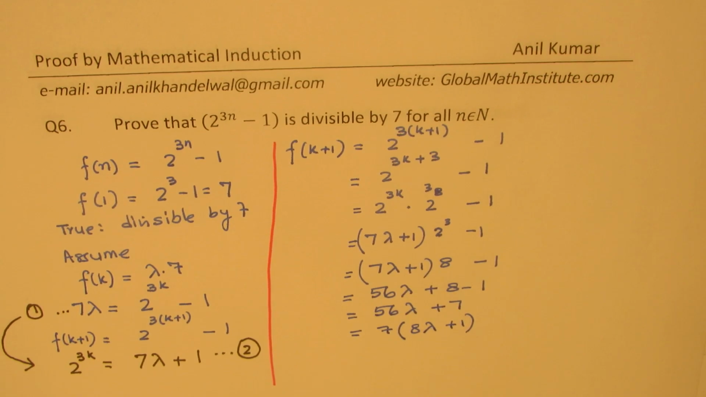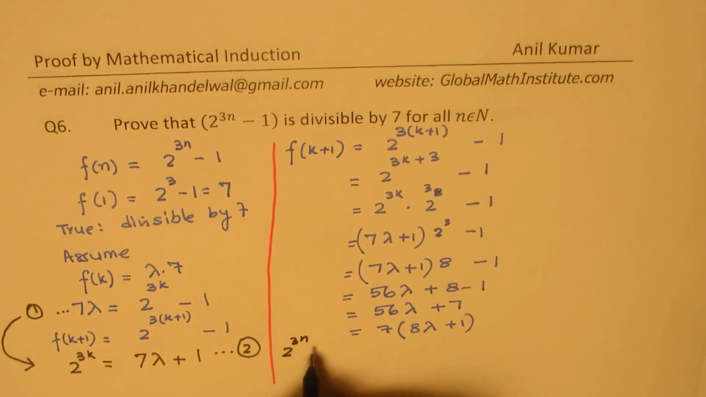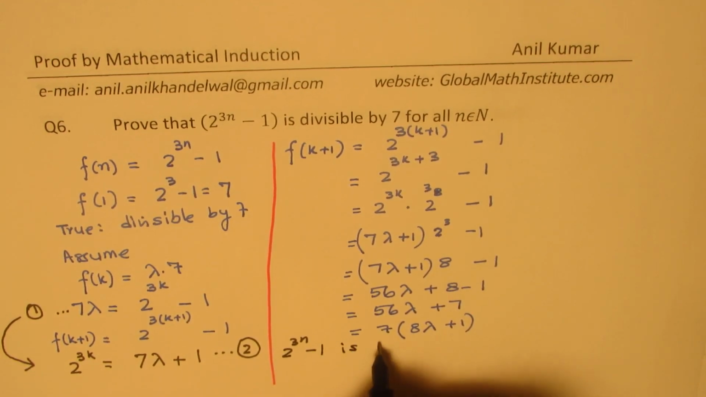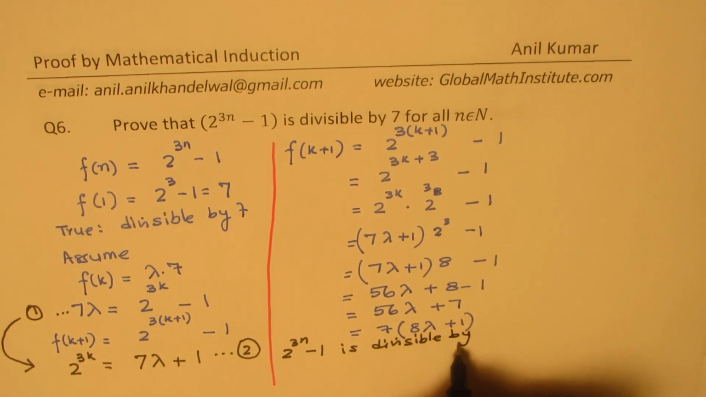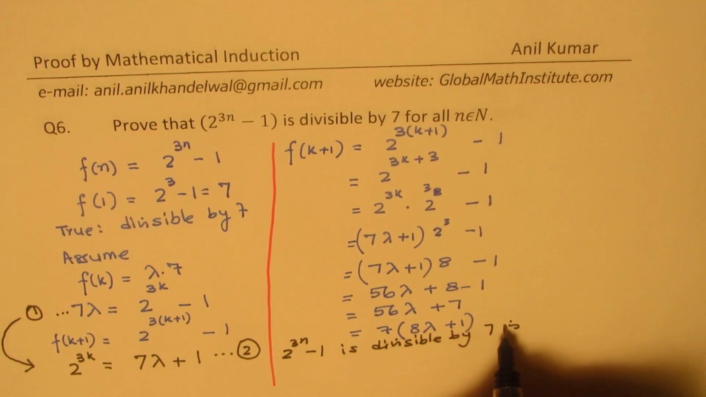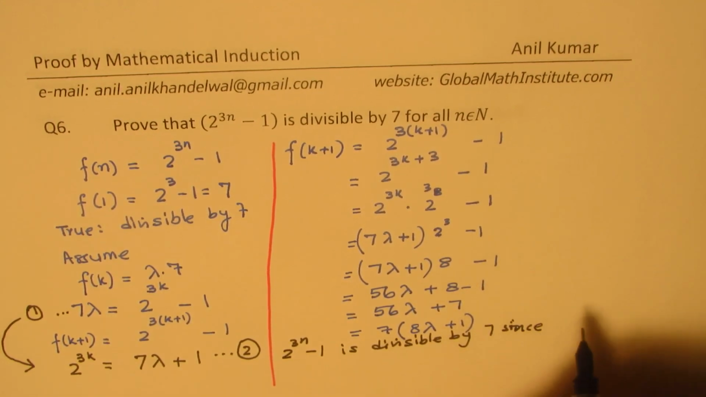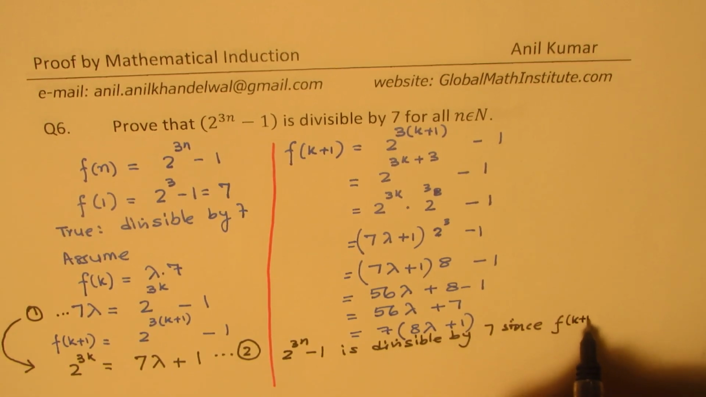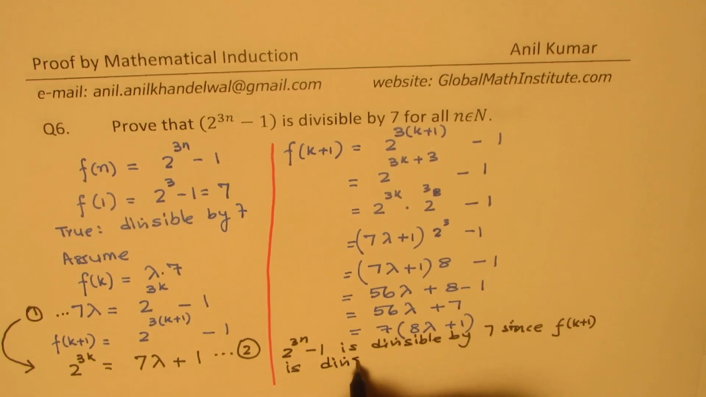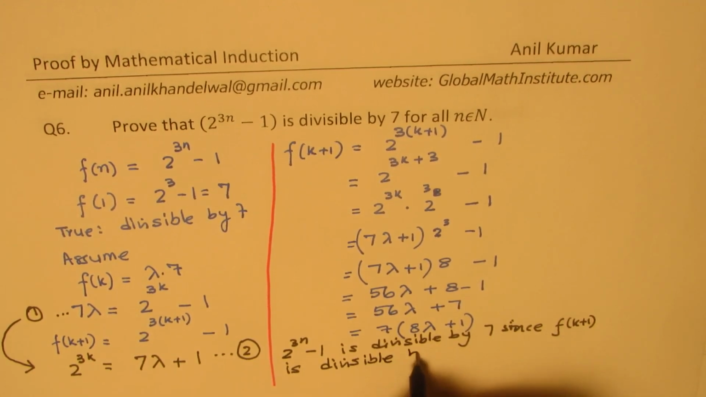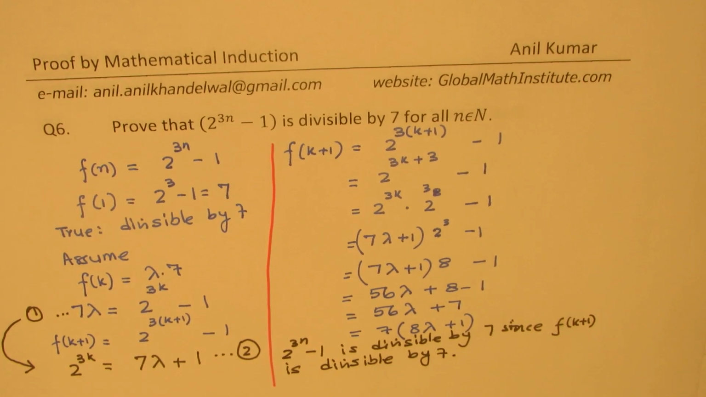So clearly what we have shown here once again is that 2 to the power of 3n minus 1 is divisible by 7, since f of k plus 1 is divisible by 7. Is that clear to you?